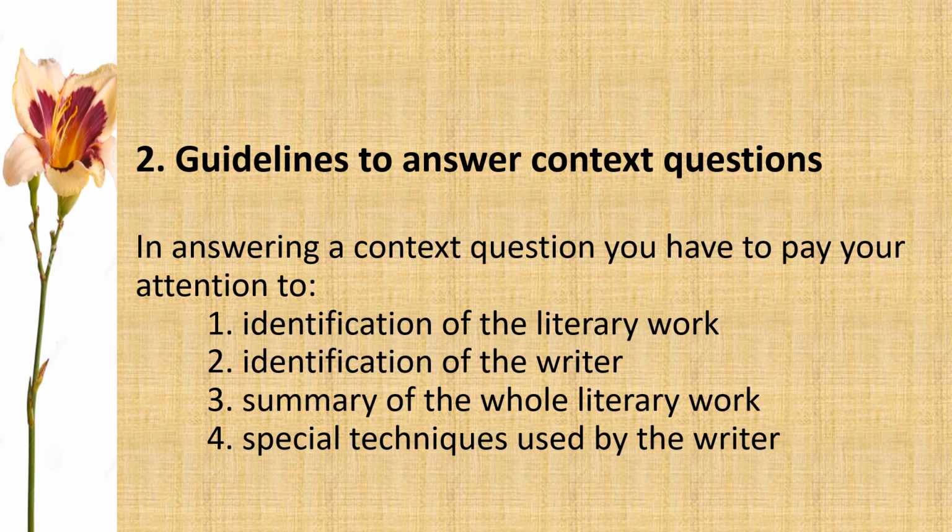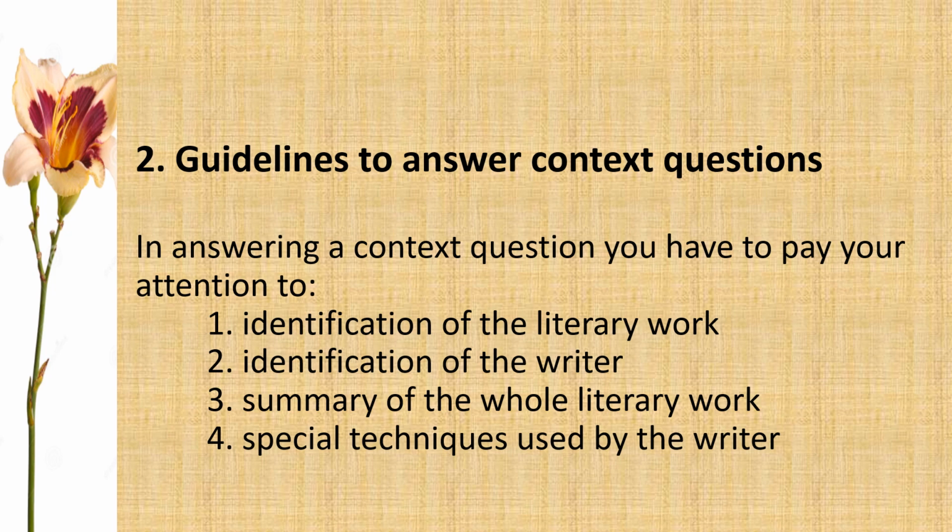Guideline number 2. Identification of the writer. After identifying the literary work, you have to identify the writer who composed it. Guideline number 3. Summary of the whole literary work. You need to sum up the whole literary work in a few sentences. Don't waste more sentences to give a detailed summary.